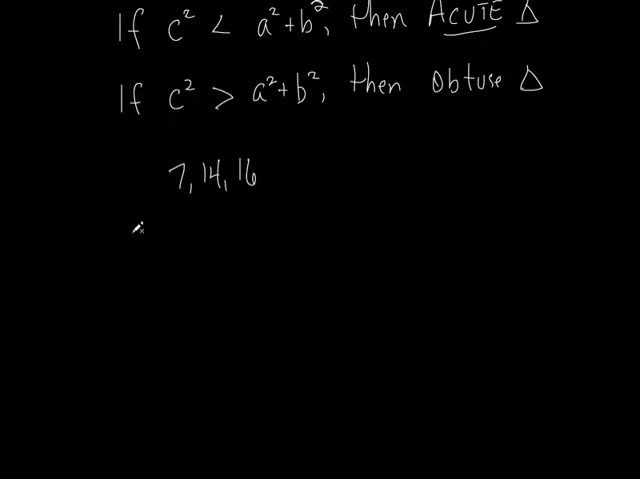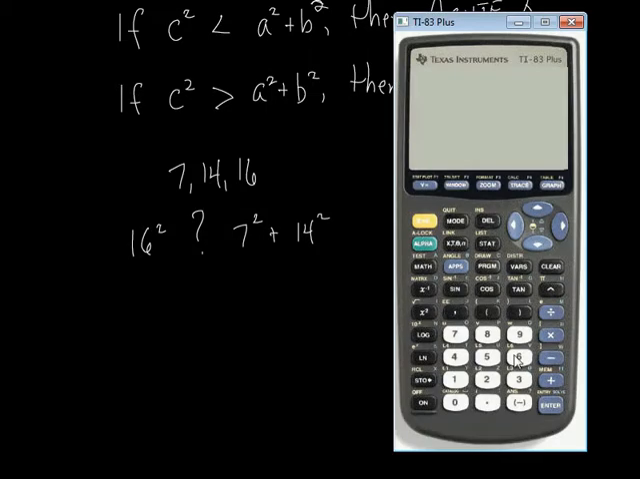We take 16 and we square it. That's the longest side, right? And then we compare it. I'm going to put a question mark here. We compare it to 7 squared plus what? 14 squared. So let's put some numbers in. I don't know what 16 squared is off the top of my head.